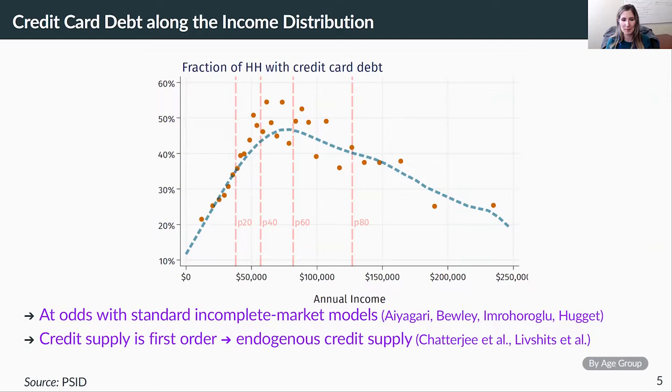So what this suggests is if we want to have a model and framework to understand the causal effect of various policy changes on household debt, understanding how and if credit supply responds to those changes is likely going to be very important.